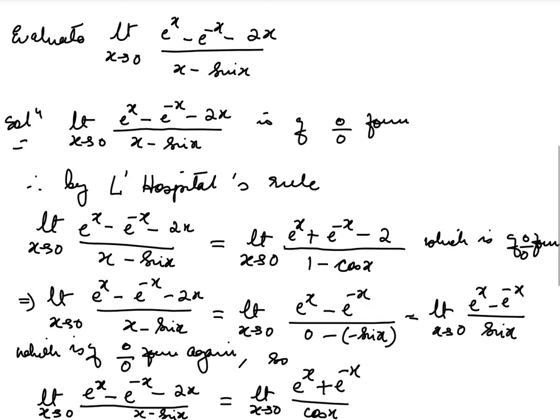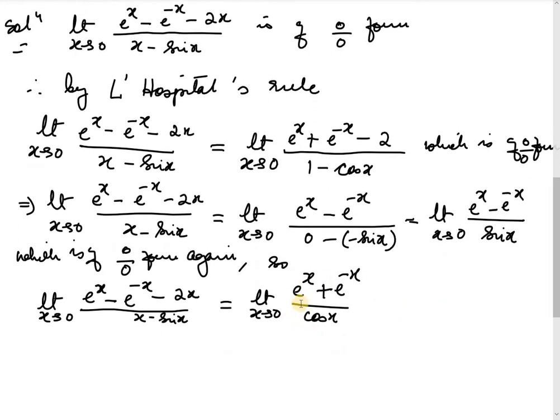So let us check whether the value of the denominator is 0 or not. Now as x tends to 0, the denominator will become cos of 0, so this will be 1, and the numerator is also a finite number. e to the power 0 will be 1, e to the power minus 0 will be 1. So which is no more of 0 by 0 form, so you can substitute the limit.